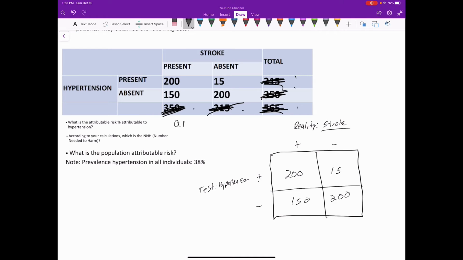It's asking for the AR, right? And they're asking for AR percentage. Well, don't get mixed up when it says AR percentage. It's the same thing as AR. Just to get the percent, you just have to multiply it by 100. That's why I do everything in hundreds.